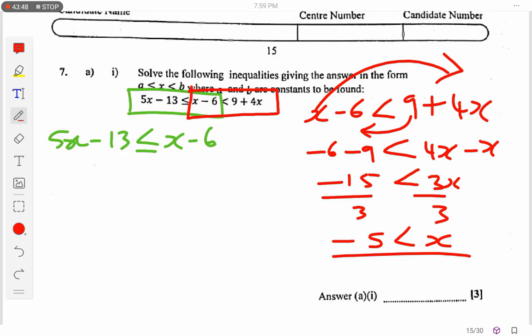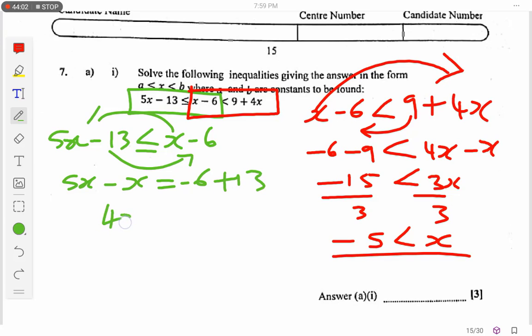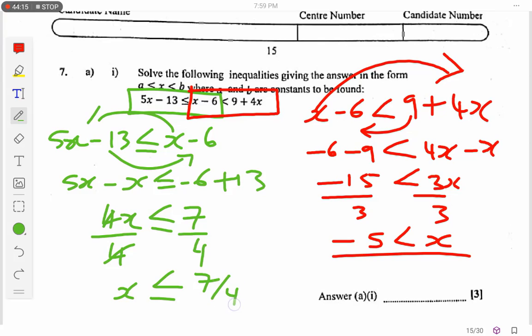This is another one. Then on the green part there, I have 5x there. I can take this one this side and this one that side. So I'll have 5x minus x is equal to minus 6 plus 13. So this is going to be 4x is less than or equal to, this is now a 7 there. So I can divide by 4 there. So my x is less than or equal to 7/4 there.